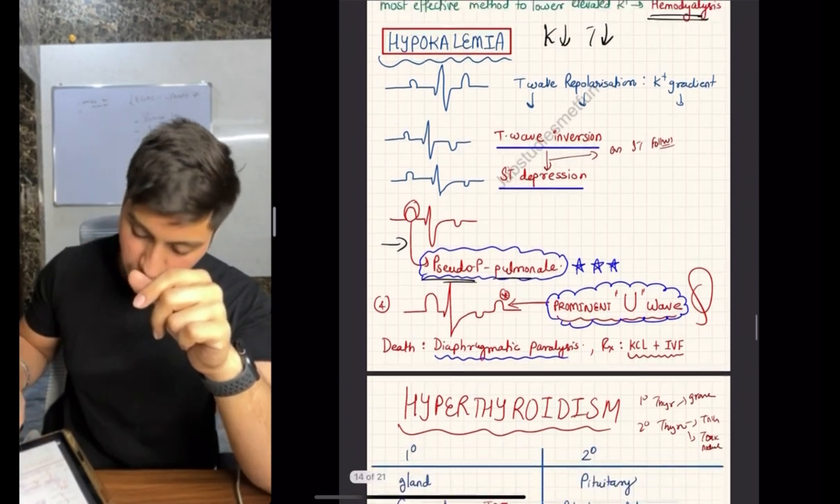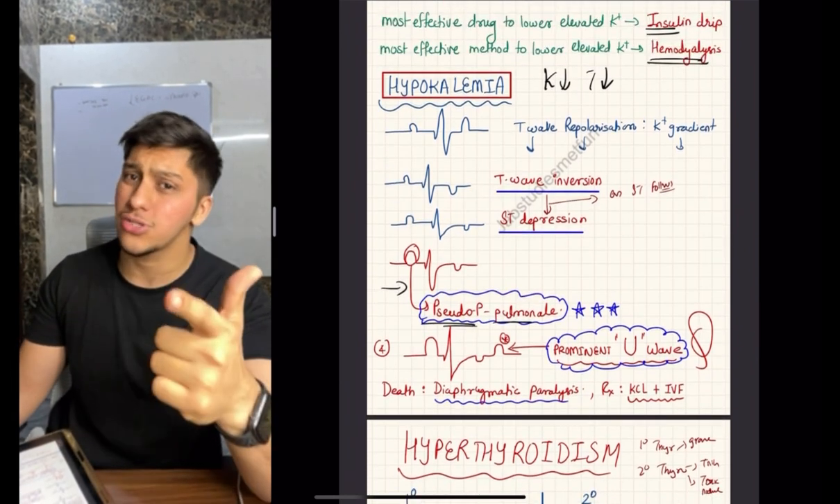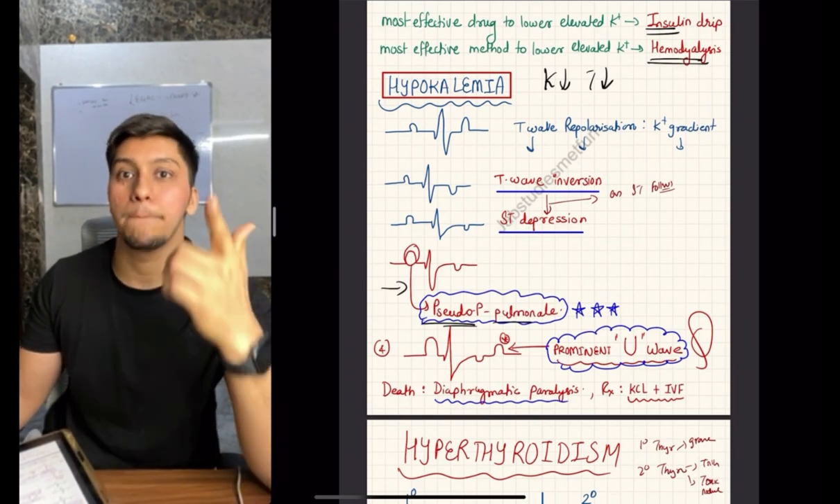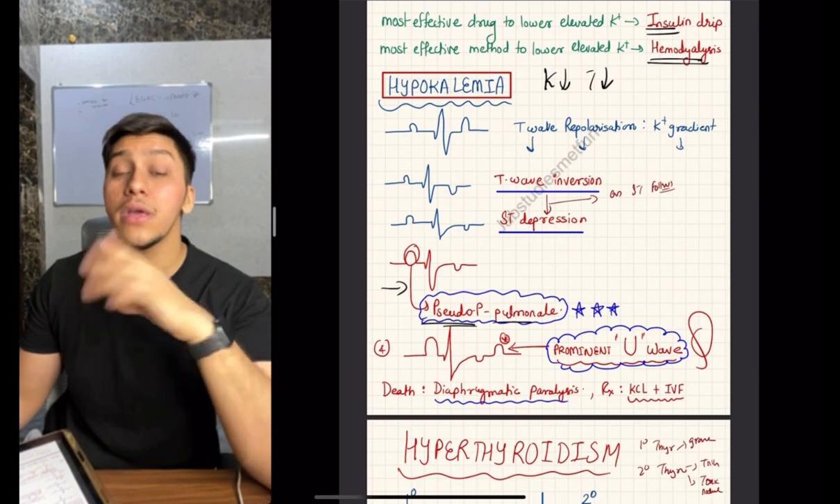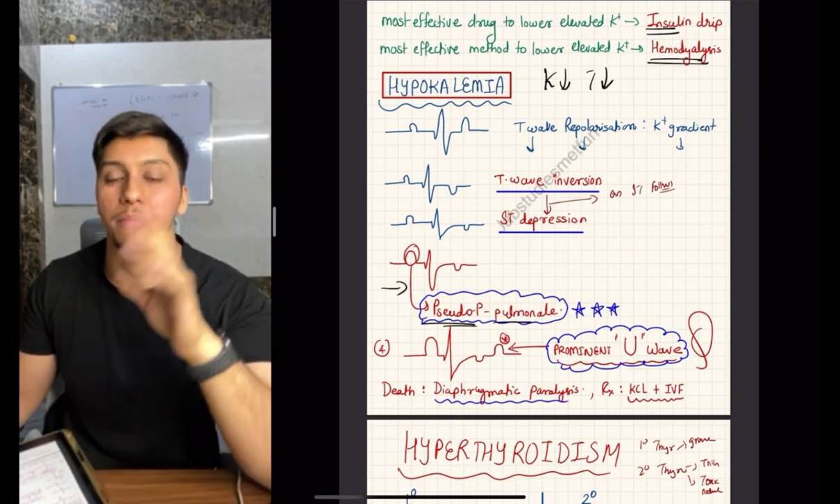All right. So remember, we talked about 4 conditions: systolic arrest, hypercalcemia, diastolic arrest. If you see, that is hyperkalemia. In case of hypocalcemia, the patient can die because of laryngospasm. And in case of hypokalemia, the patient can die because of diaphragmatic paralysis.